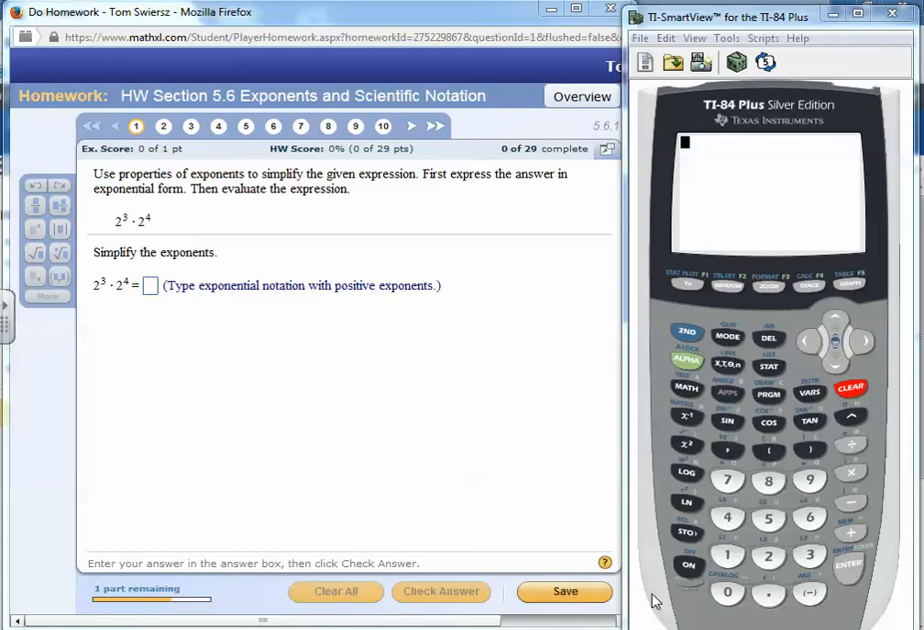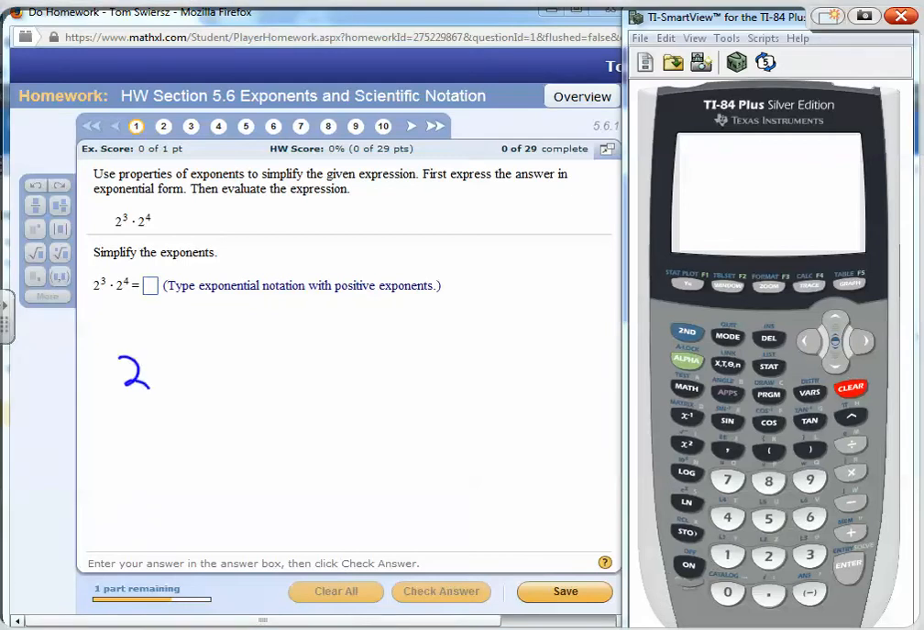Let's go ahead and work on homework exercise number 1 from section 5.6. Use the properties of exponents to simplify the given expression. First, express the answer in exponential form, then evaluate. All right, 2 to the third power times 2 to the fourth.